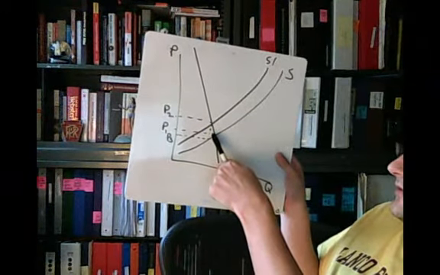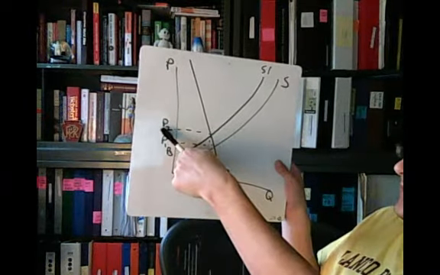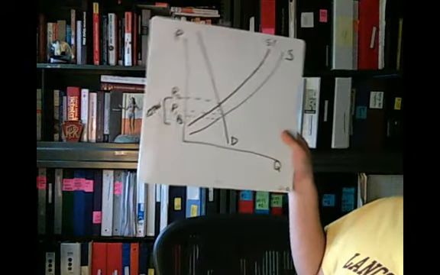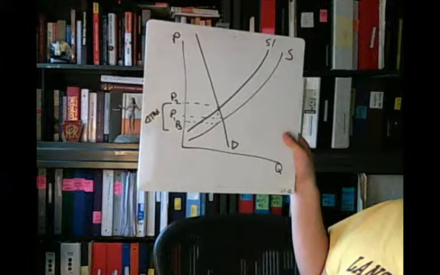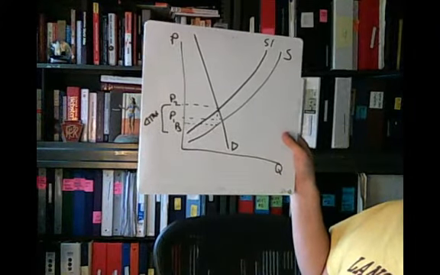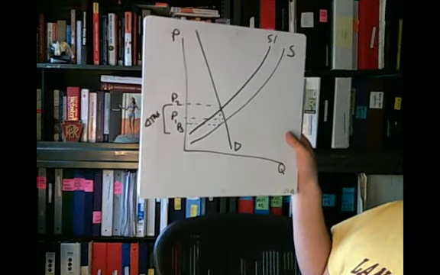P1 was our original equilibrium price. P2 is now the price paid by the consumer. P3 is the price received by the seller. Here we have our total tax. But now you'll see that P1 to P2 is actually most of the tax, and most of the tax is paid by the consumer, who is more inelastic. The seller, yeah, they pay a small part of the tax, but not very much.